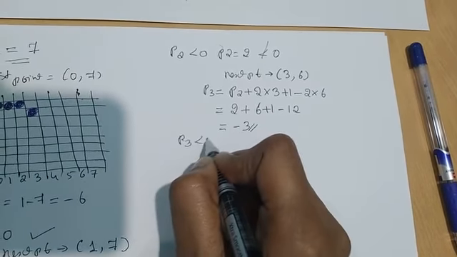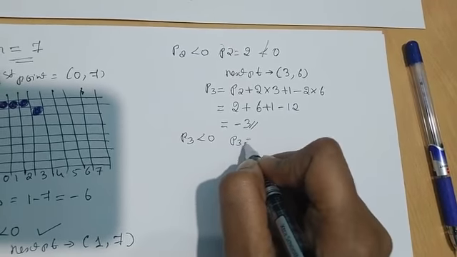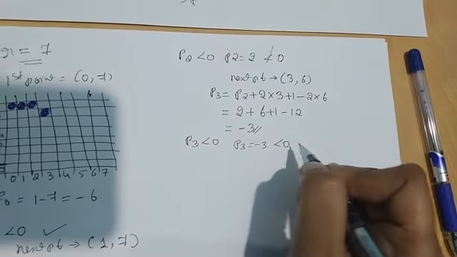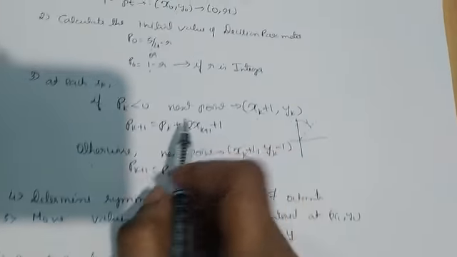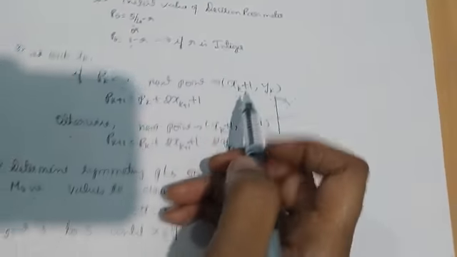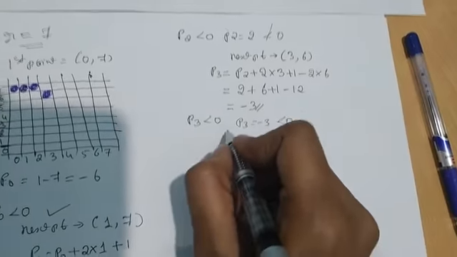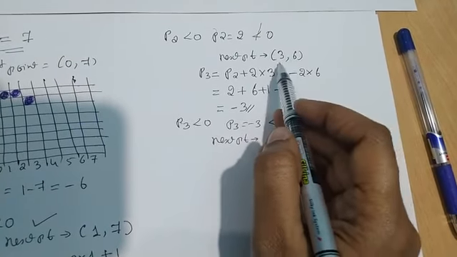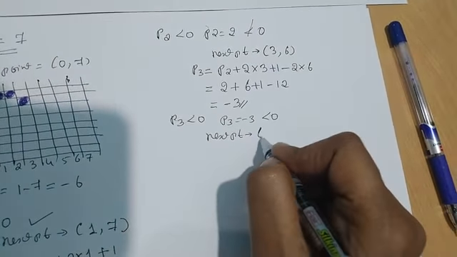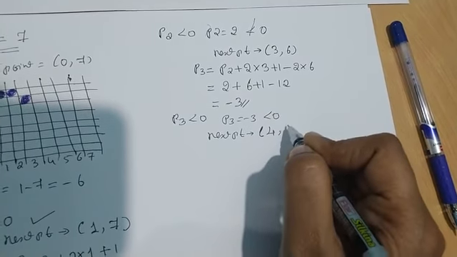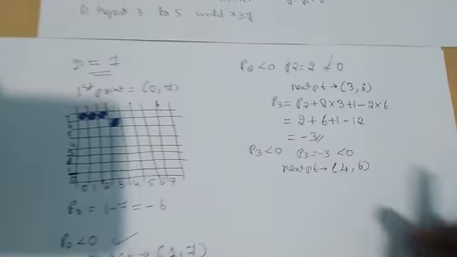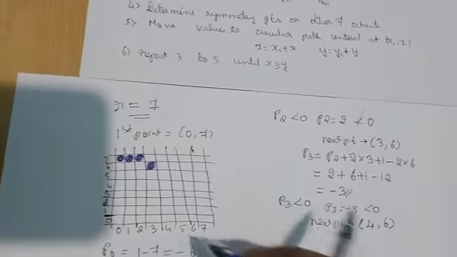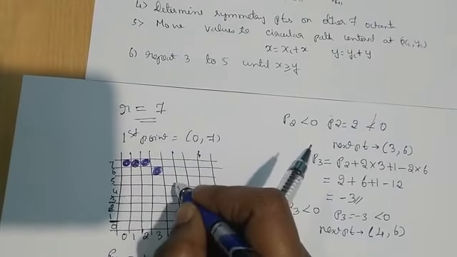Now is P3 less than 0? P3 equal to minus 3, which is less than 0. You're supposed to go with the less than 0 condition where it increments only the x-axis. So the next point will be, 3, 6 was the previous one. Now we'll be incrementing only the x-axis, keeping 6 as it is, and plot 4, 6.